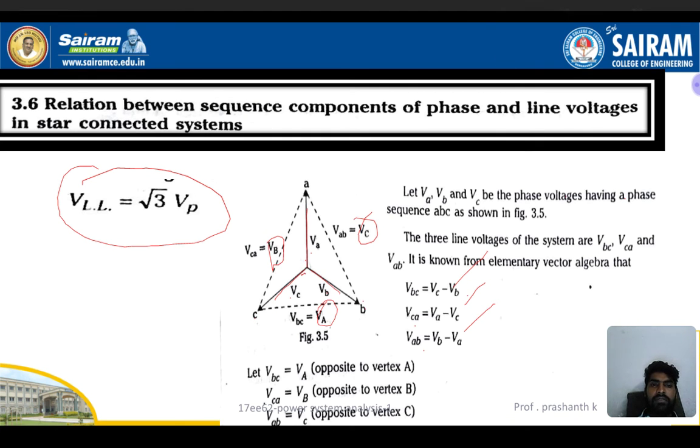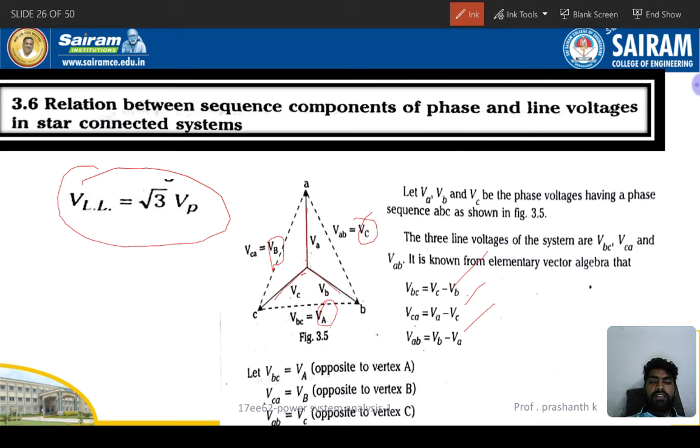So next we'll discuss the relationship between the sequence components of phase and line voltages in a star connected system. It looks like a star. VA, VB, VC are the phase voltages having the phase sequence ABC, as shown in the figure. The line voltages are VBC, VCA, and VAB, which follow from elementary vector algebra from the diagram.